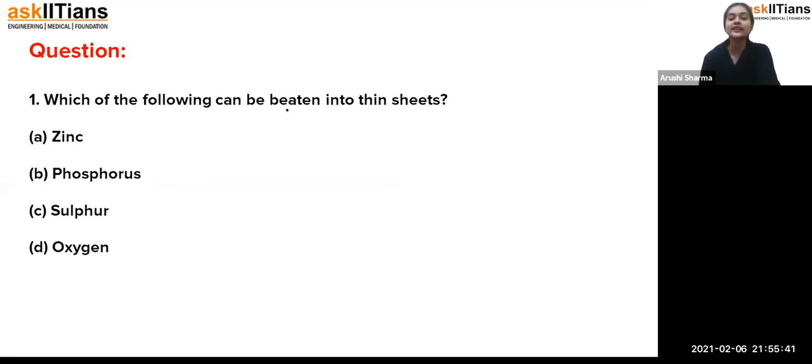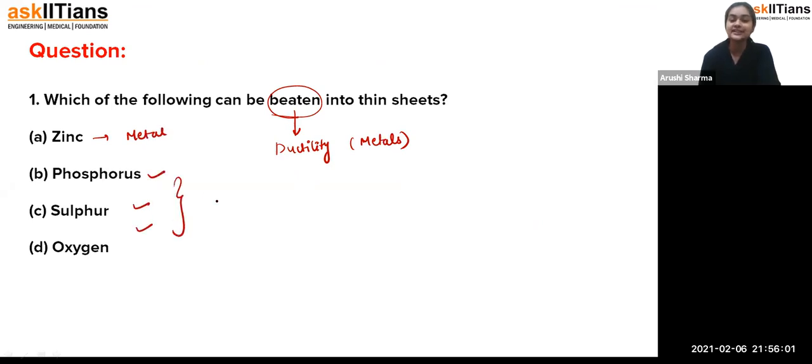Which of the following can be beaten into sheets? Beaten into sheets is malleability, a property of metals, because non-metals are non-malleable in nature. Among all of these, zinc is a metal, while phosphorus, sulfur, and oxygen are non-metals. So among all of these, just zinc can be beaten into sheets. So the answer is zinc.